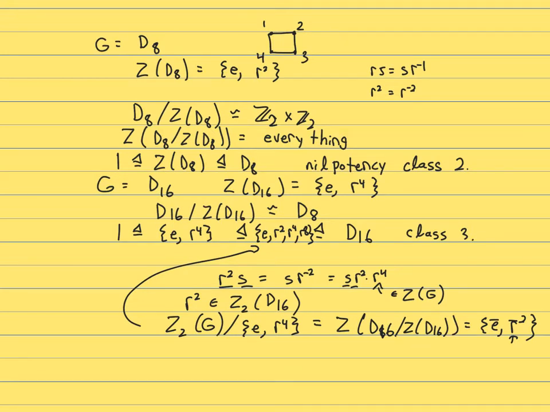And I'm sure you can guess now, as long as I'm taking a dihedral group on a power of 2, I can keep extending and getting higher and higher nilpotency class, and it's a nilpotent group. So it's a conjecture, although it's easy to prove, that D2 to the n is nilpotent.